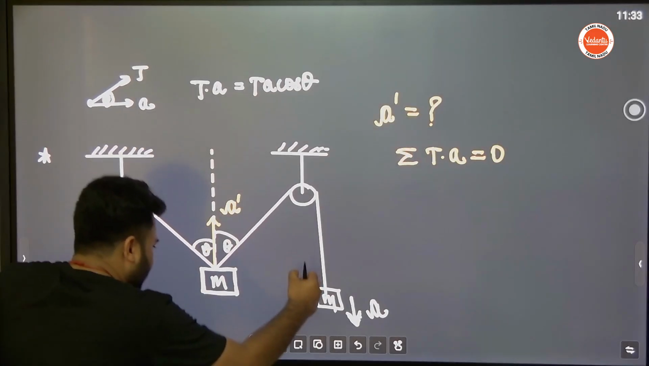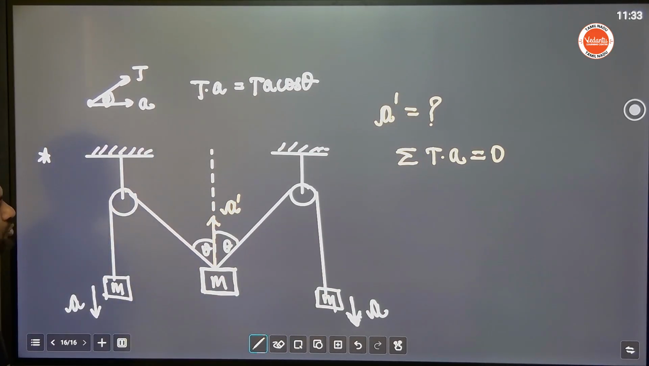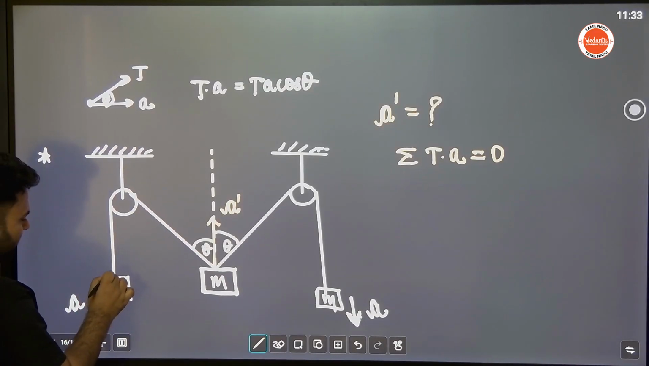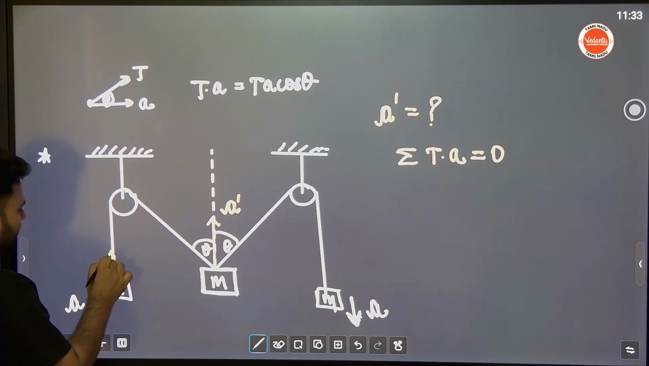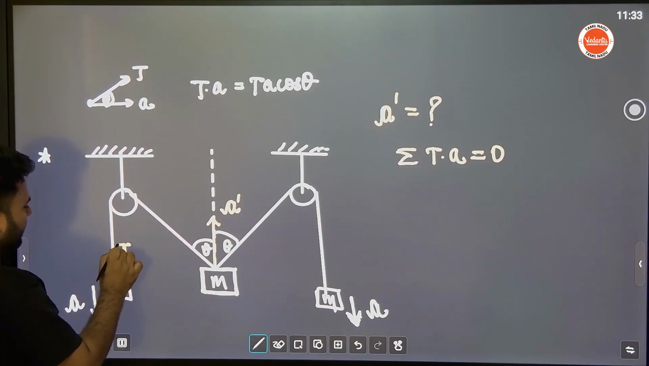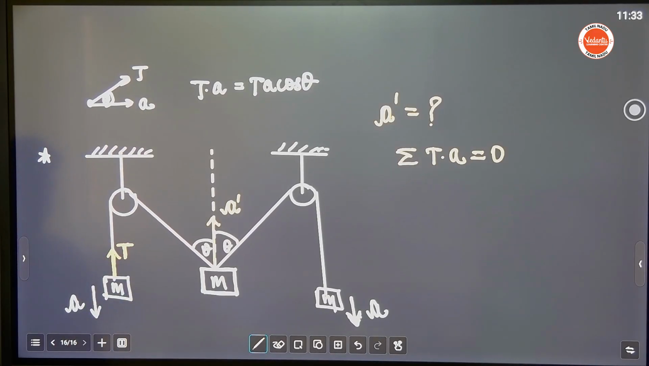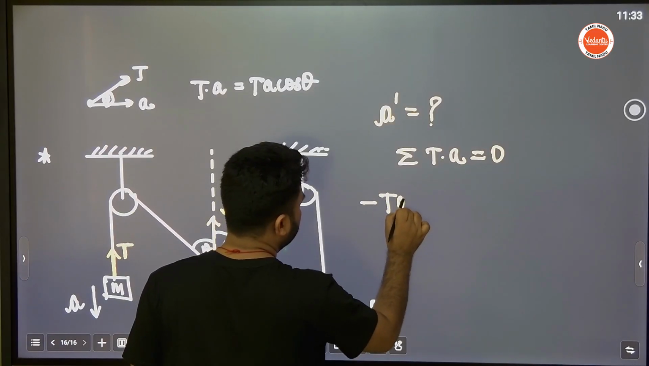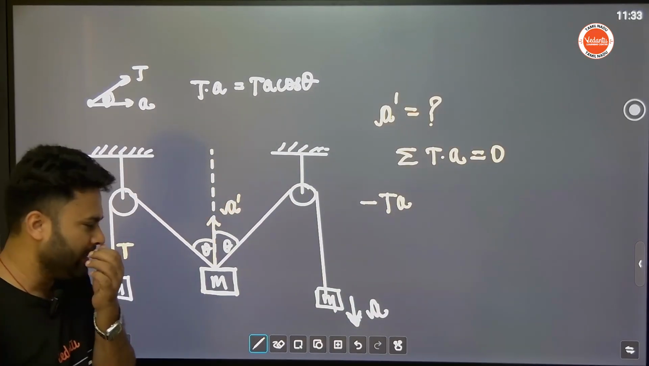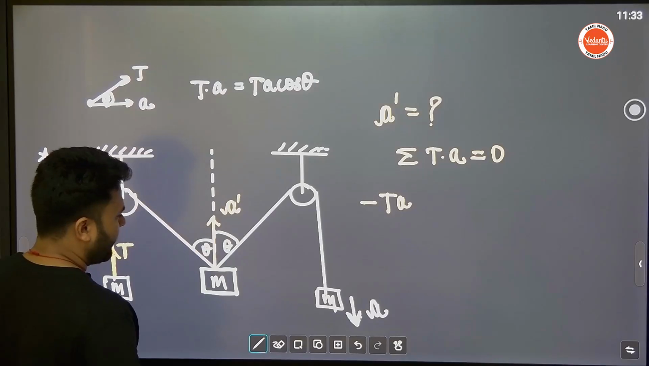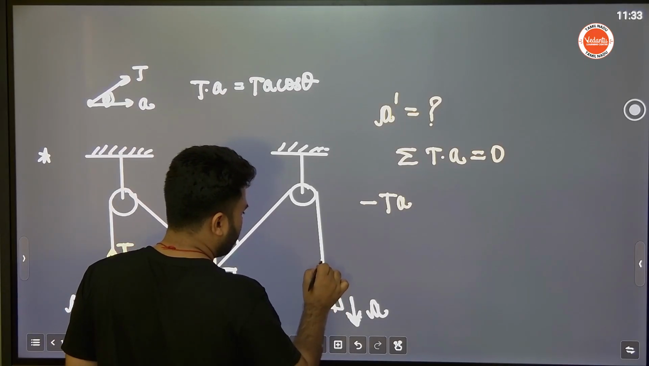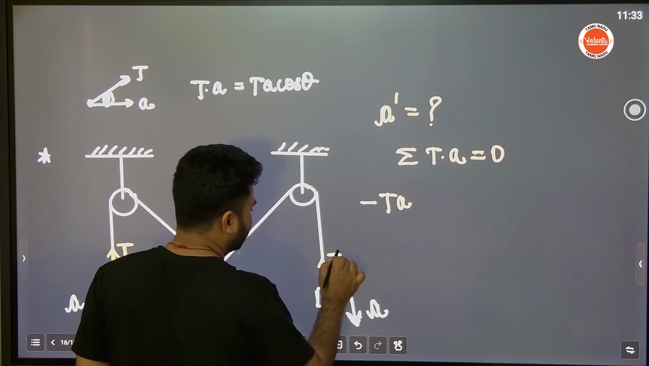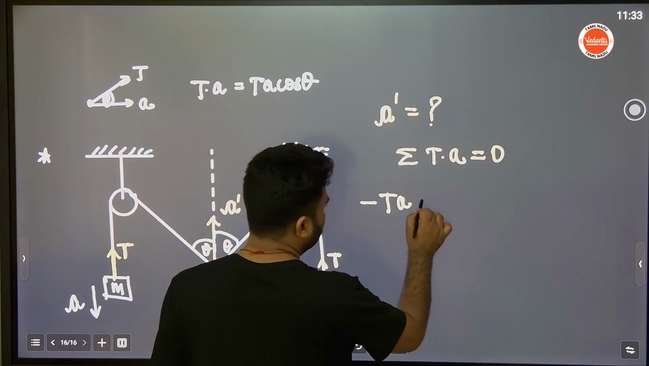If you pull this down, this will go up. This you can feel. Now here you see on this mass, tension acts in the upward direction. Always I told you tension will act up and acceleration is down. So I will write minus TA because they both are in the opposite direction. Similarly here, tension acts up, acceleration is down. So minus TA.